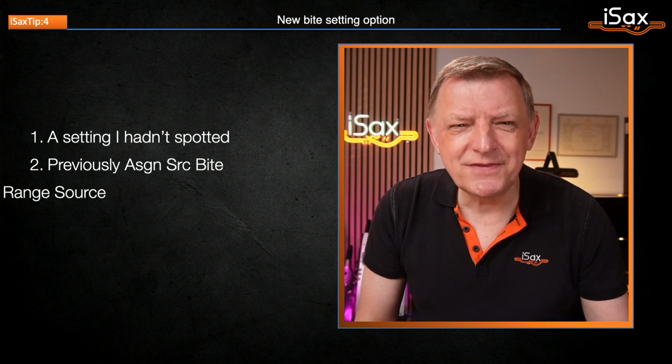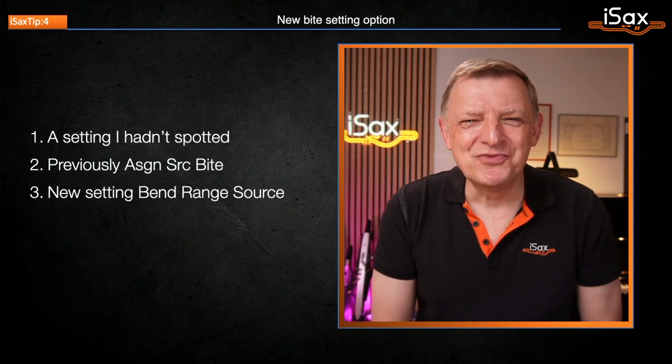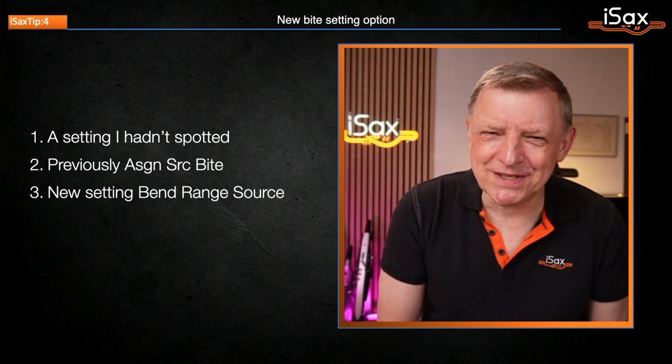Now, something I noticed fairly recently was there's a new setting, bend range source. I think it's probably not very well labeled. It would be better to call it perhaps bend range source. We find this setting here, it's next to the bend calibration, and then we get this new setting called bend range source, and that comes before we set the bend down and bend up.